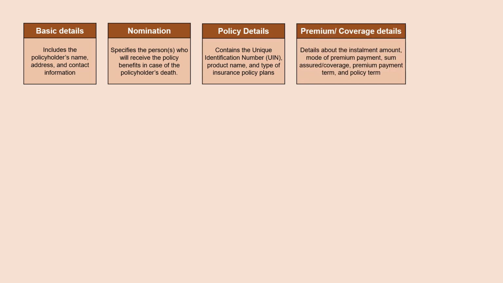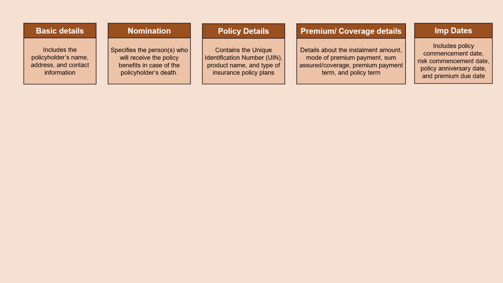Premium or coverage details. This section outlines the financial aspects of the policy. It includes the premium payment schedule, for example, monthly, quarterly, annually. The terms of premium payment, for example, duration, amount. The coverage benefits provided by the policy, for example, sum assured, additional riders, and the policy term, the duration for which the policy is active. This information helps the policyholder understand their financial commitments and the benefits they are entitled to under the policy.